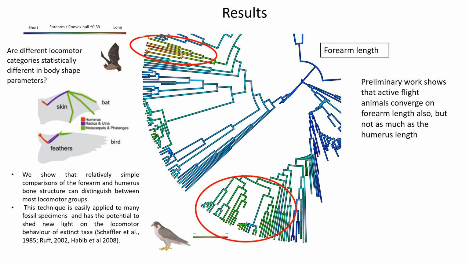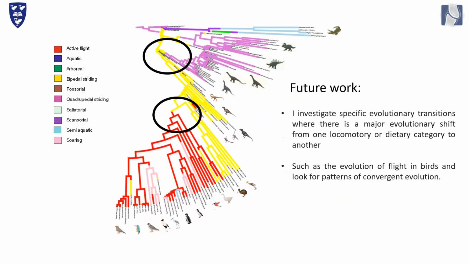So we show that relatively simple comparisons of the forelimb and humerus bone structure can distinguish between most locomotor groups. This technique is easily applied to many fossil specimens and has the potential to shed new light on the locomotor behaviour of extinct taxa. For future work, I'll be investigating specific evolutionary transitions where there is a major evolutionary shift from one locomotor or dietary category to another. An example of this is the evolution of flight in birds, and looking for patterns here of convergent evolution.